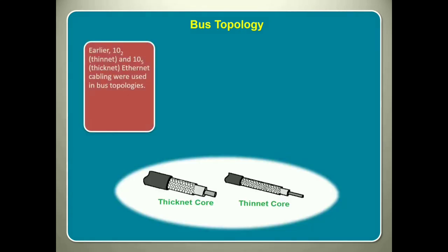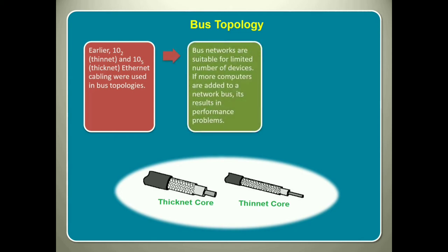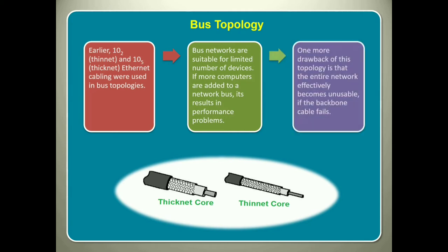Earlier, 10Base2 thinnet and 10Base5 thicknet Ethernet cabling were used in bus topologies. Bus networks are suitable for a limited number of devices. If more computers are added to a network bus, it results in performance problems. One more drawback of this topology is that the entire network effectively becomes unusable if the backbone cable fails.